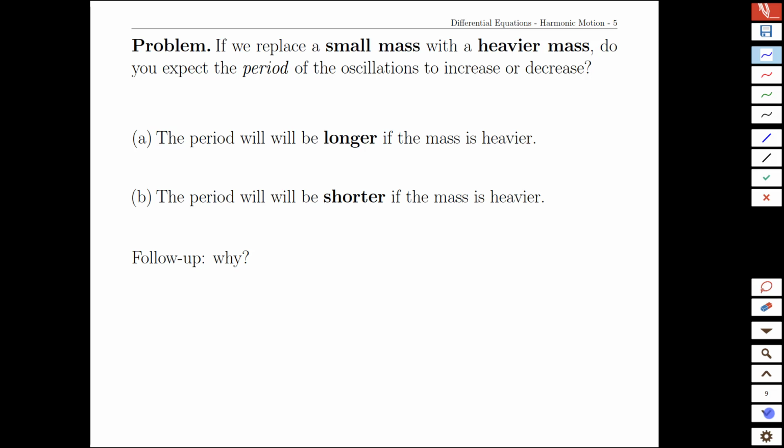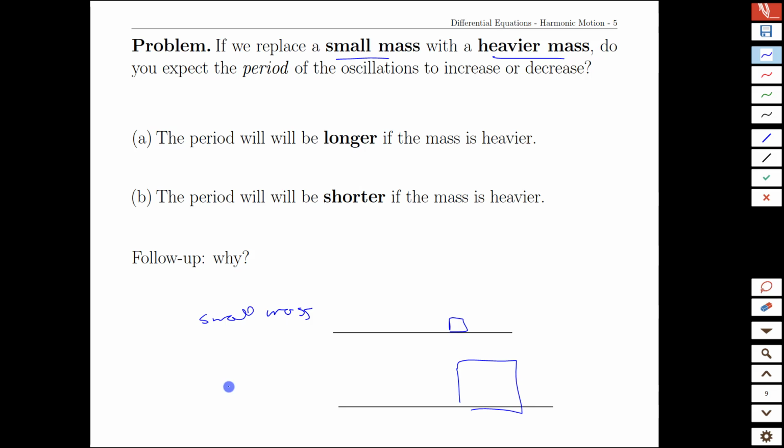What about masses? If we take a small mass and replace it with a heavier mass, what do we think is going to happen to the period? So this time the spring is constant. We're just going to change the mass that we have. And again, if it helps, think of it as a small mass, and then think of it as a large mass, and what the impact of that will be on the oscillation period. Take a moment and we'll check in.